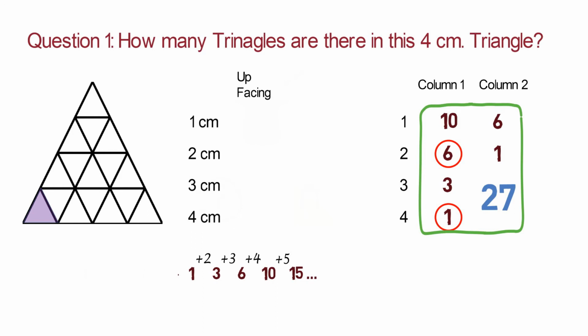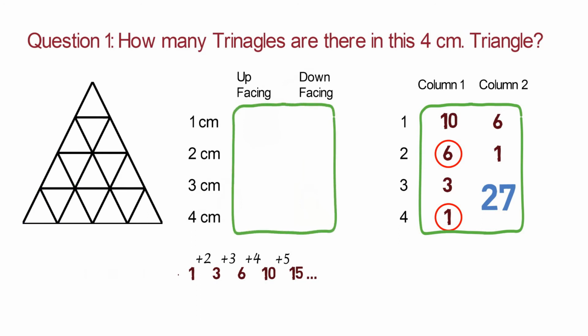And the second category, like this one, we will call them downward facing triangles because their base is on top and vertex is at the bottom. Now our aim is to systematically count triangles under all these combinations.